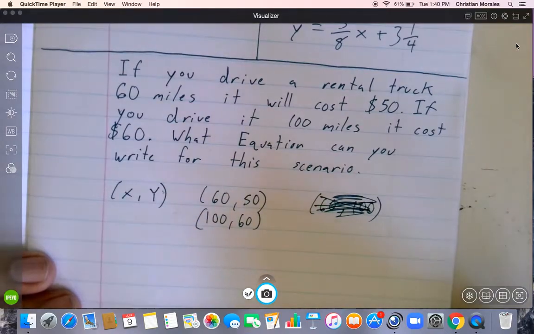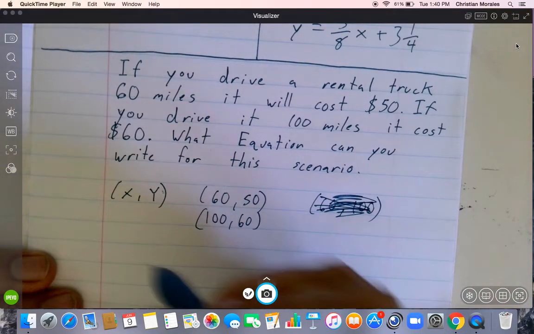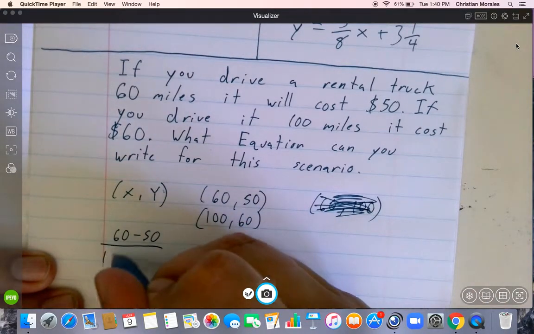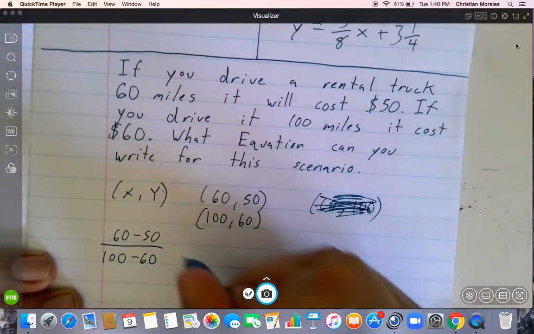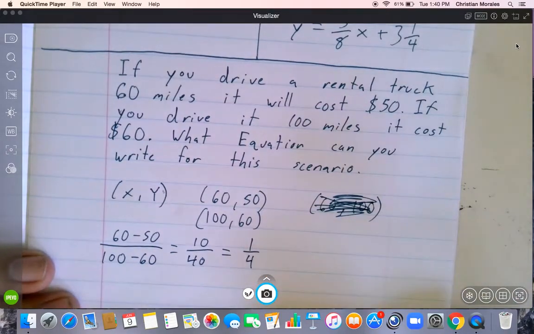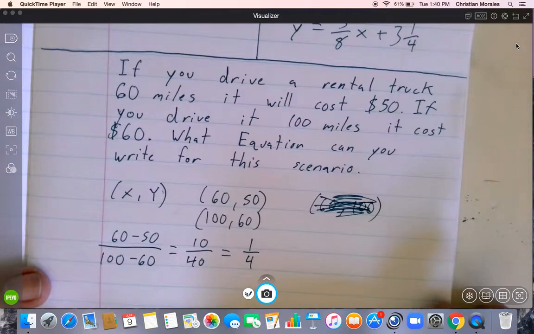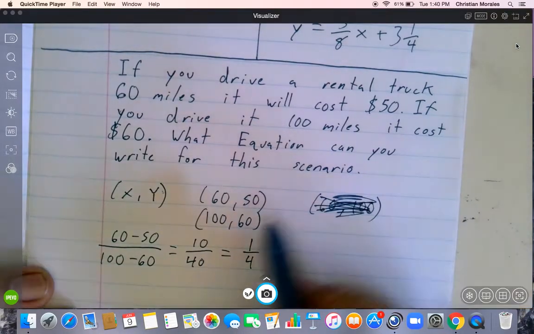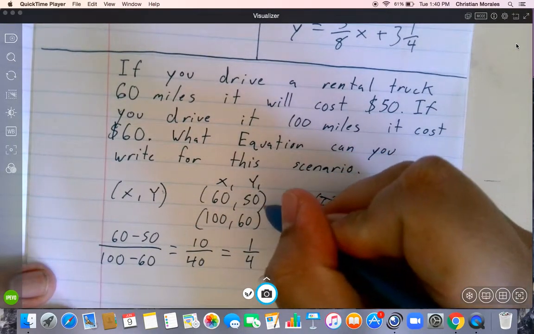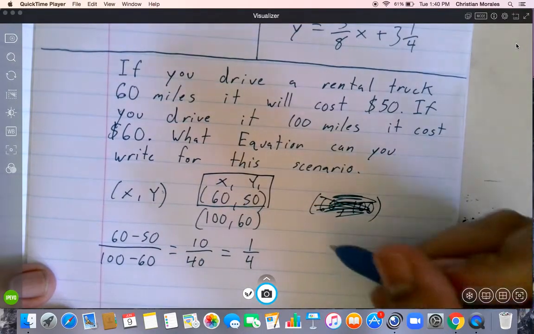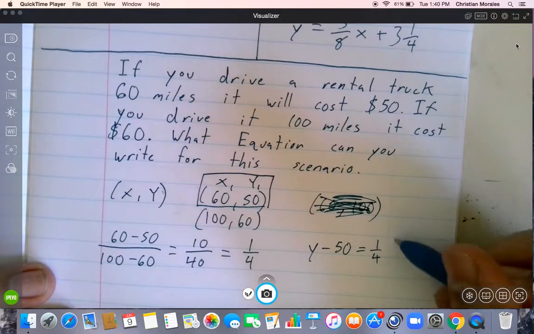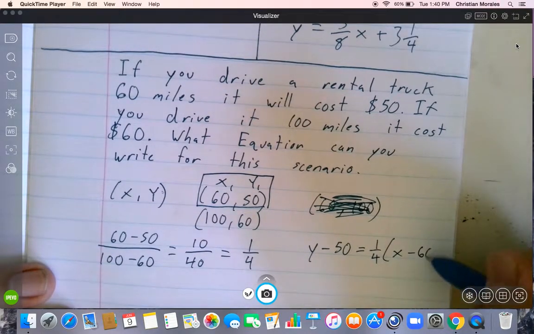So if you want to find the slope, again, you do y2 minus y1. So 60 minus 50, 100 minus 60, you get 10 over 40, you get a slope of 1 over 4. Then if you want to just write the point slope formula, you could just choose one of these points. Let's just go with the smaller one, where this is my x1 and my y1, the first point. It will look like this. Y minus 50 equals 1/4 times x minus 60. And there you go.